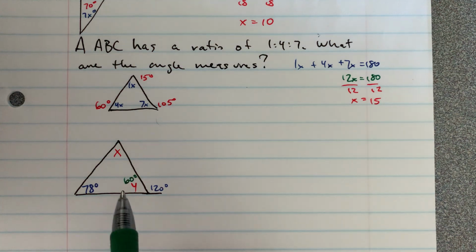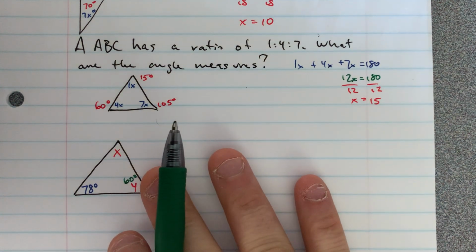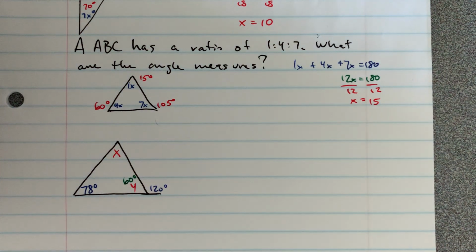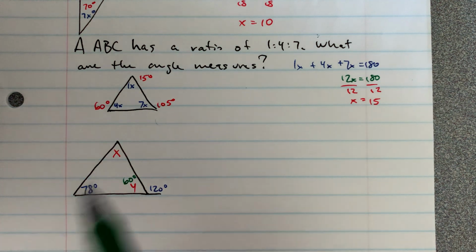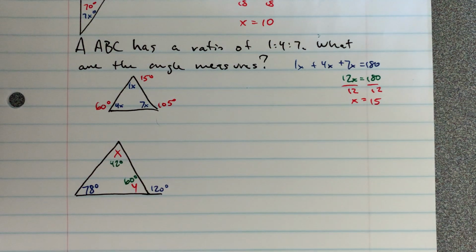Then I know I have a triangle in here, and I can ignore this outside angle. And I can say x plus 60 plus 78 equals 180. 78 plus 60 is 138. 180 minus 138 will give me this angle, which would be 42 degrees.